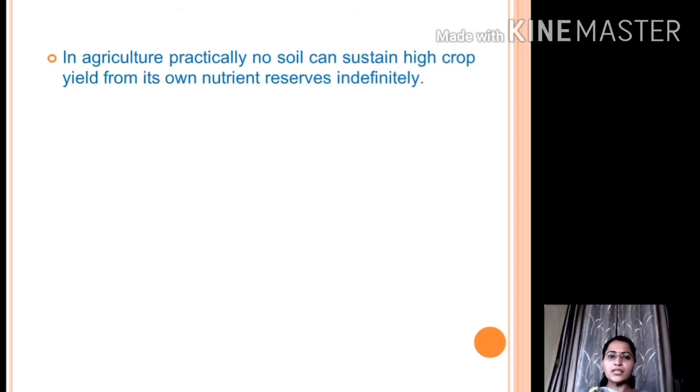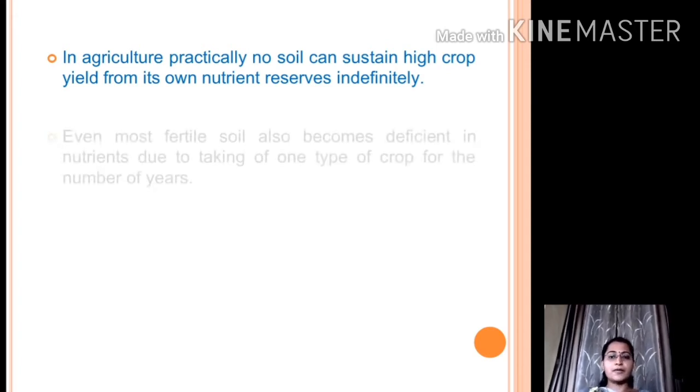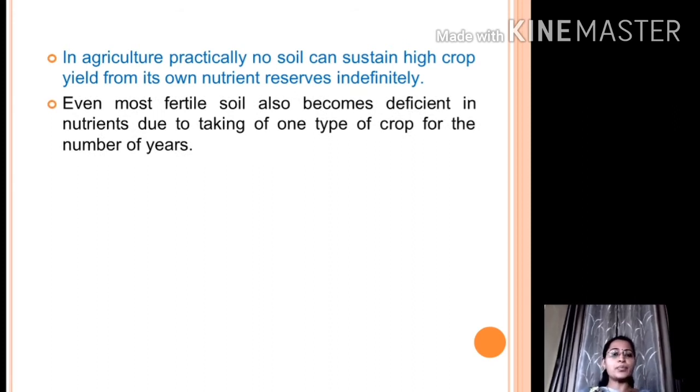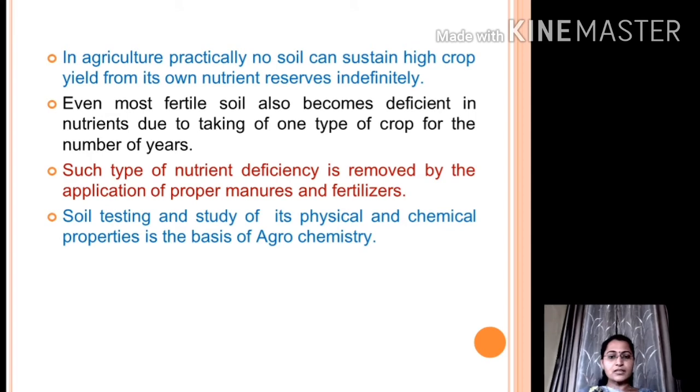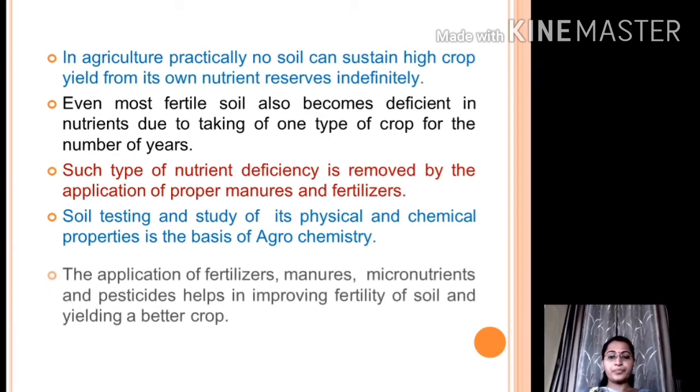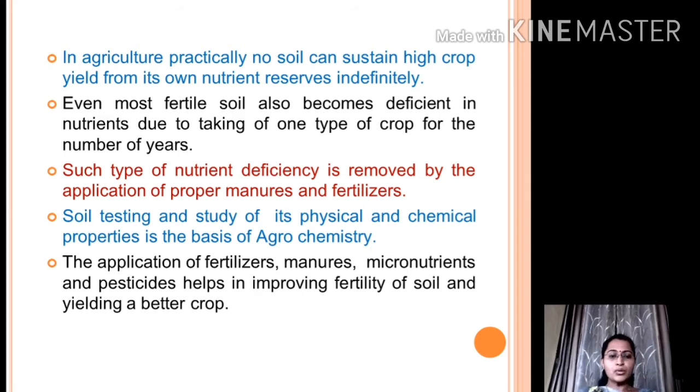In agriculture, practically no soil can sustain high crop yield from its own nutrient reserves indefinitely. Even the most fertile soil becomes deficient in nutrients due to taking one crop for a number of years. That's why farmers take crops alternately. Such nutrient deficiency is removed by the application of proper manures and fertilizers. Soil testing and study of its physical and chemical properties is the basis of agrochemistry. The application of fertilizers, manures, micronutrients, and pesticides helps in improving the fertility of soil and yielding a better crop.